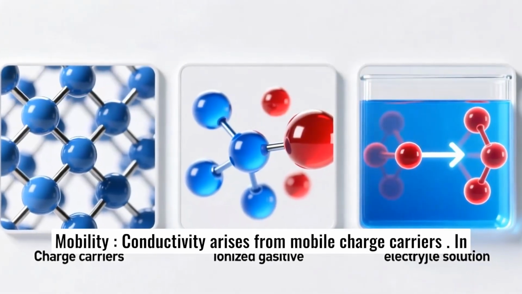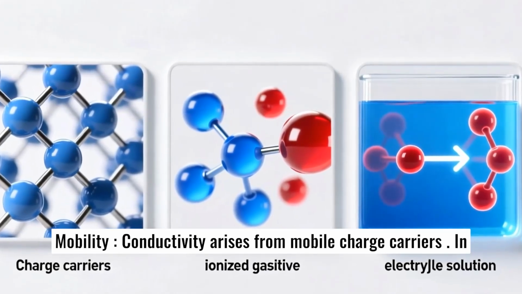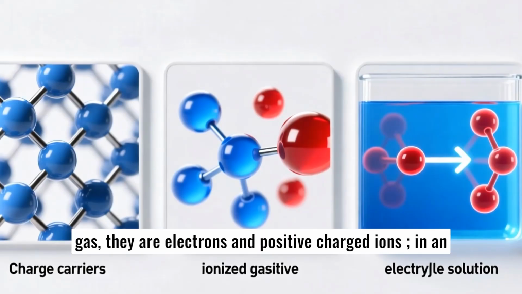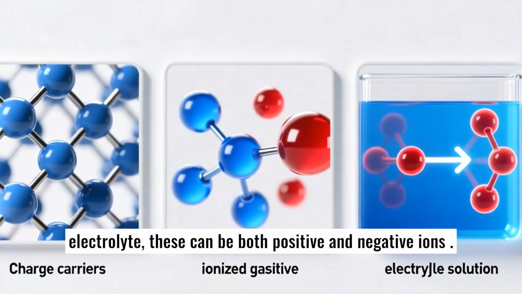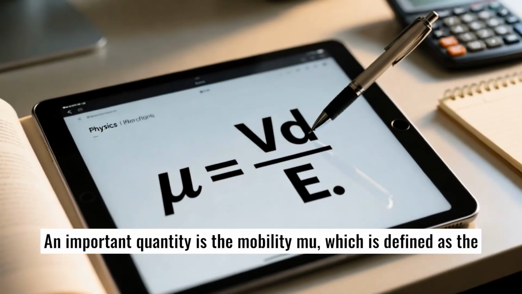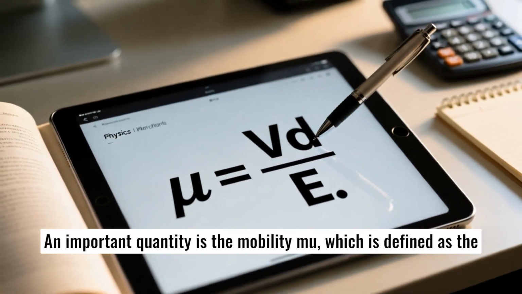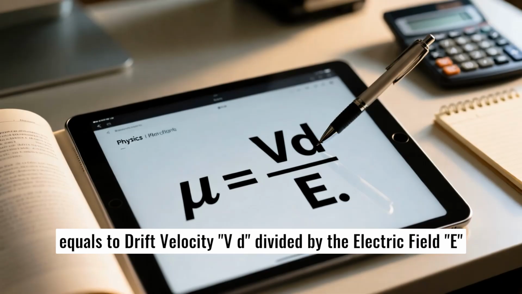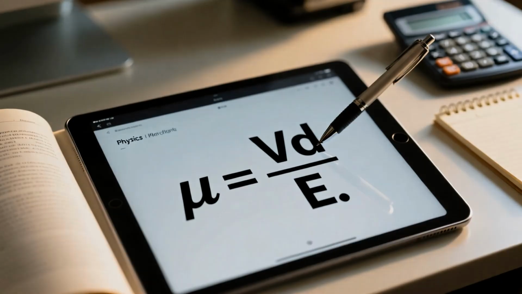Mobility. Conductivity arises from mobile charge carriers. In metals, these mobile charge carriers are electrons. In an ionized gas, they are electrons and positively charged ions. In an electrolyte, these can be both positive and negative ions. An important quantity is the mobility μ, which is defined as the magnitude of the drift velocity per unit electric field. That is, μ equals drift velocity vd divided by the electric field E.